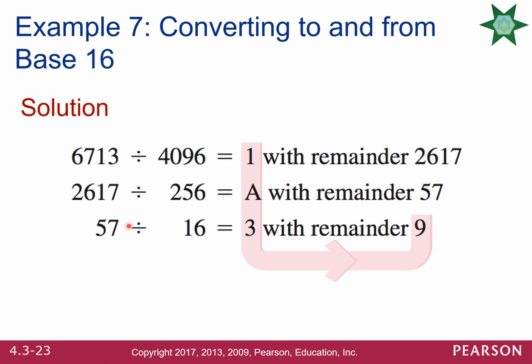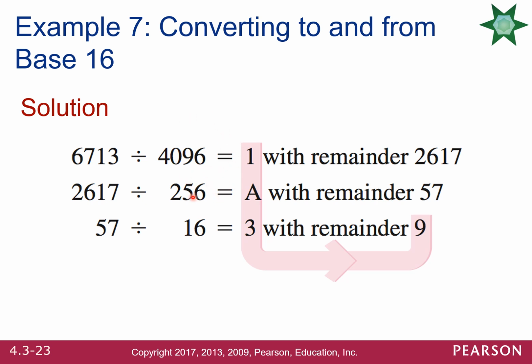So here we perform the division. We start with 6713 divided by 4096, which is the positional value of 16 to the power 3. 16 to the power 3 is 4096, and that's the value closest to 6713 without going over. When we perform the division, the quotient is 1 with remainder 2617. In the next step, we take the remainder 2617 and divide it by the next positional value to the right of 4096, and that's 16 squared.